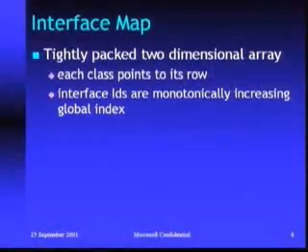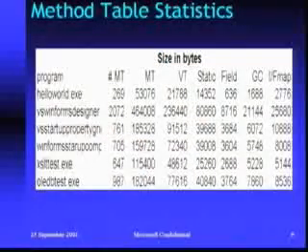What is this interface map? Well, you can think of it as a two-dimensional array, but that would be way too sparse. It would be enormous if it was done that way. So it's tightly compacted. Each class points to its row. The interface ID is how far down to go. And then these things are packed into a very tight structure. How that packing works really isn't the subject of this talk. It just basically works, and it grows. We have a lot of statistics that show that it grows pretty linearly with the number of interfaces that you have.